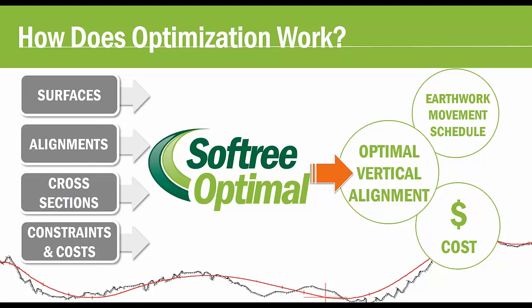And the result is an optimal lowest cost vertical alignment as well as the associated costing data and a detailed earthwork movement schedule. And this process is quite fast, and an optimal alignment can often be generated in a matter of minutes. It's not a huge software program that takes hours or days to process information. It's very fast.